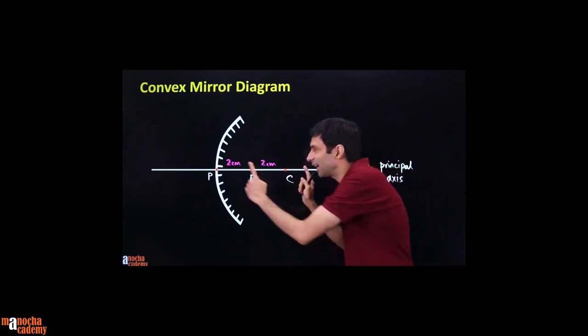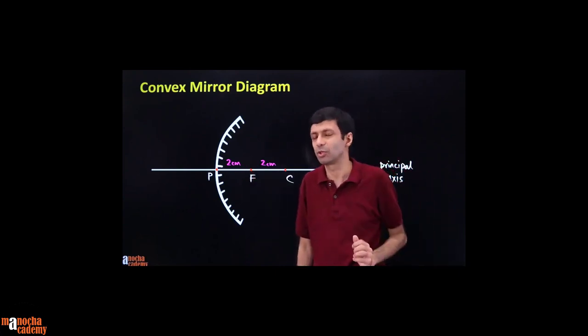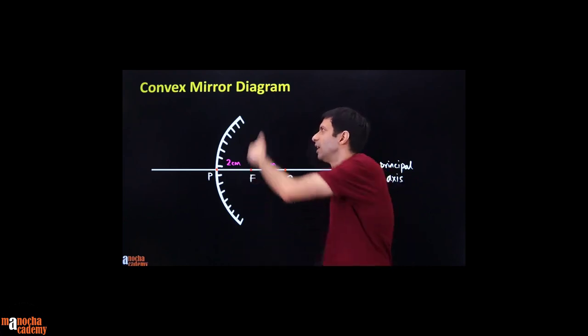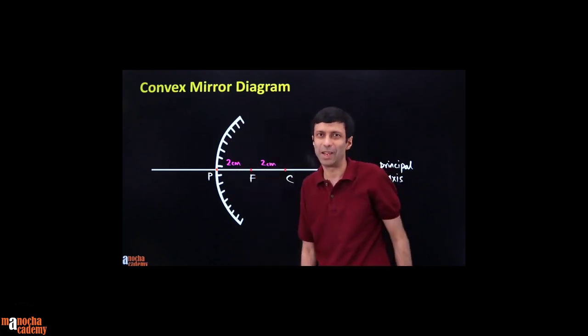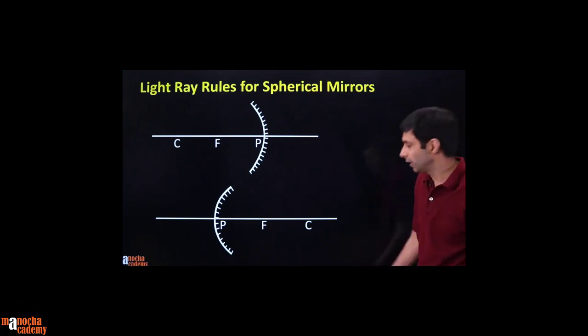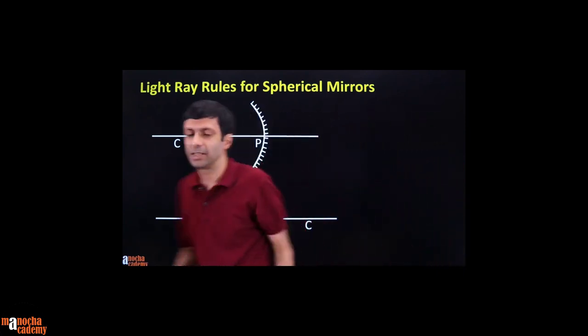Again, focus is exactly between P and C. If this is 2 and this is 2.1, your diagram is going to go wrong. So measure it very carefully and accurately, and use the compass to draw a nice big arc. There are a lot of light ray rules, right? And again, remember, make sure you draw your diagrams like this.